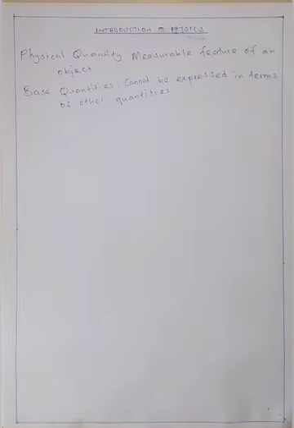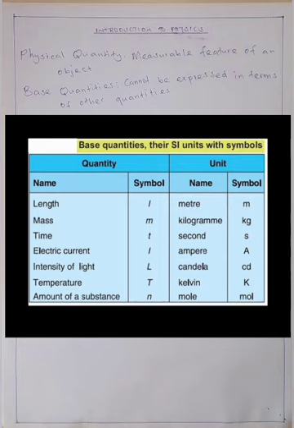So, what are base quantities or fundamental quantities? They can be defined as those quantities that cannot be expressed in terms of other quantities. These include length, mass, time, electric current, temperature, amount of substance, and luminous intensity. So there are 7 of them, and we need to be familiar with them.